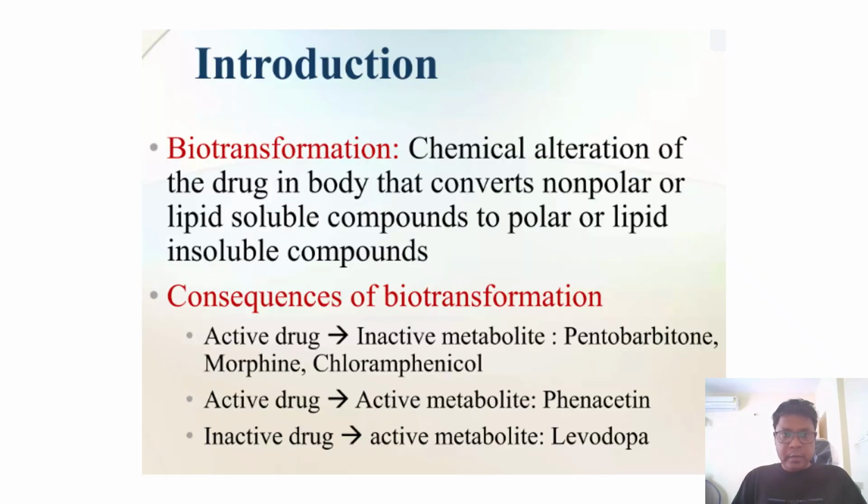So what is biotransformation? It is the chemical alteration of a drug in the body that converts non-polar or lipid-soluble compounds to polar or lipid-insoluble compounds. What are the consequences of biotransformation? An active drug sometimes becomes an inactive metabolite, for example pentobarbital, morphine, and chloramphenicol. Sometimes an active drug becomes an active metabolite, like phenacetin, and sometimes an inactive drug becomes an active metabolite, like L-dopa or levodopa.